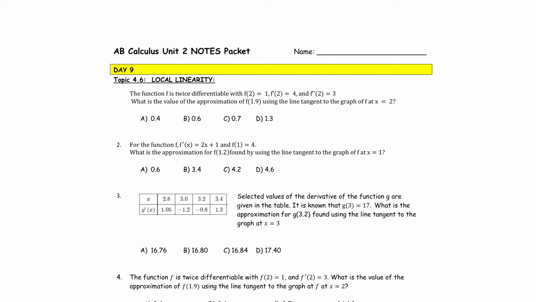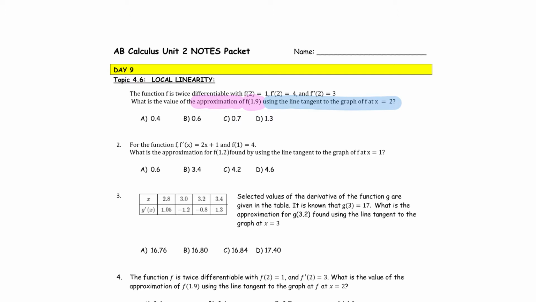So local linearity is all about approximating a y value of some point using a point that's nearby. So problem number one is telling us that the function f is twice differentiable, so that's just some fun information. They give us a bunch of points and slopes, and it says, what is the value of the approximation of f of 1.9 using the line tangent to the graph at x equals 2.